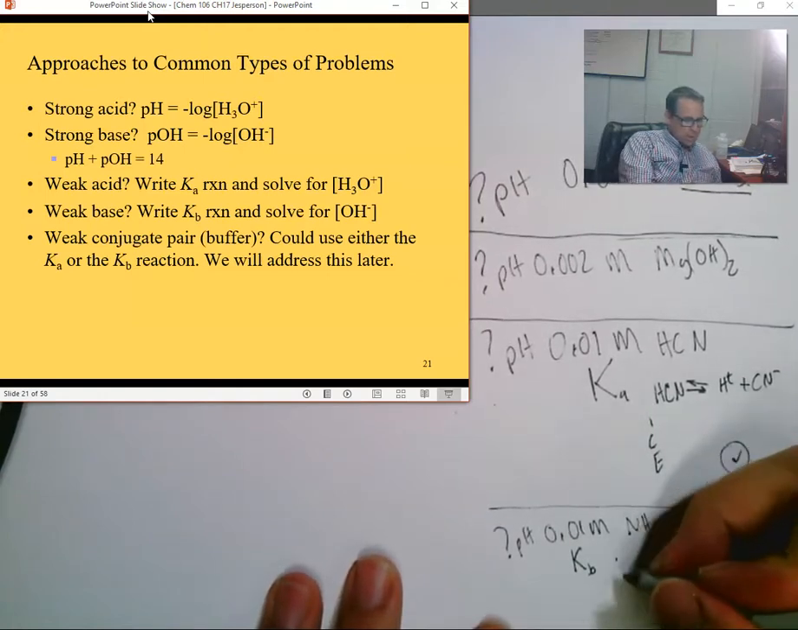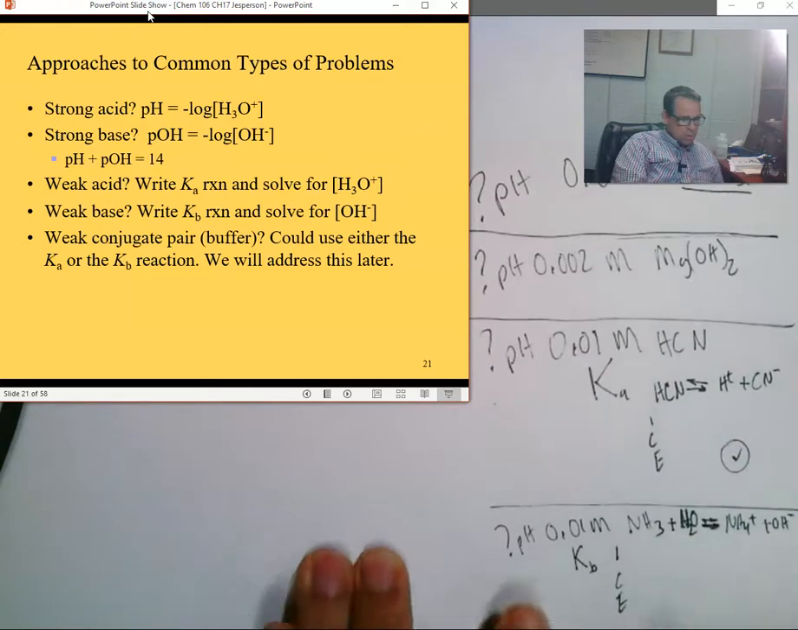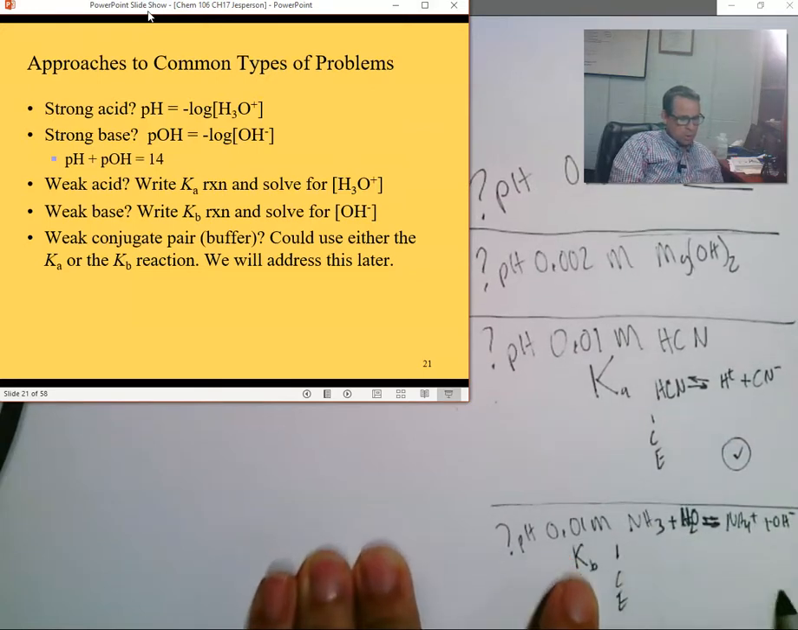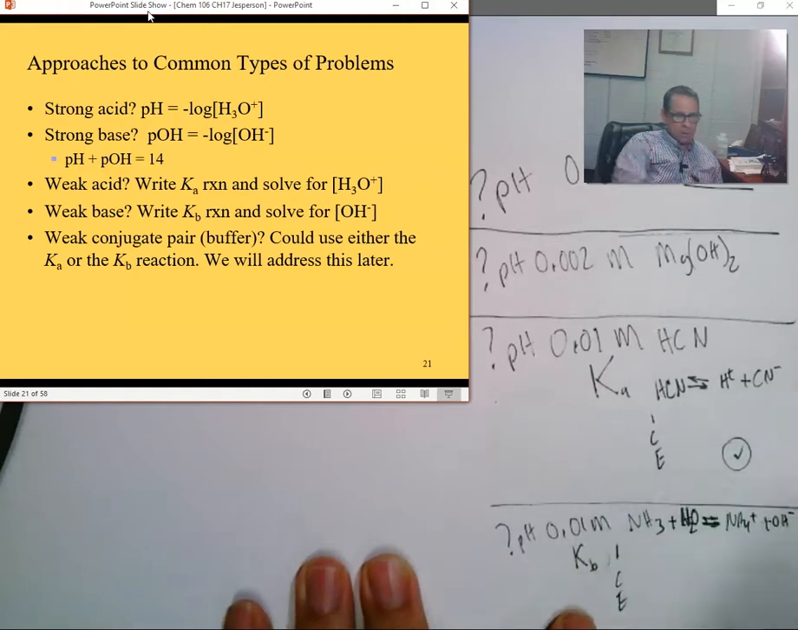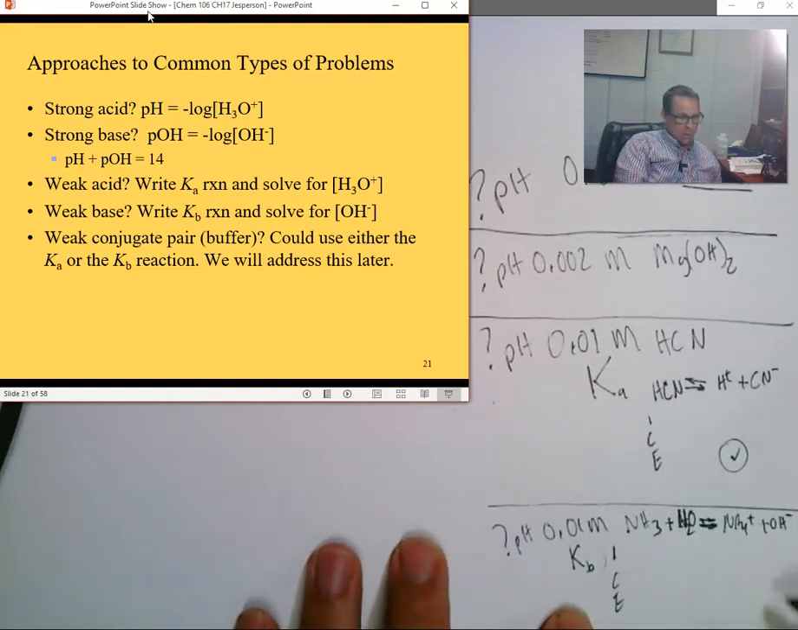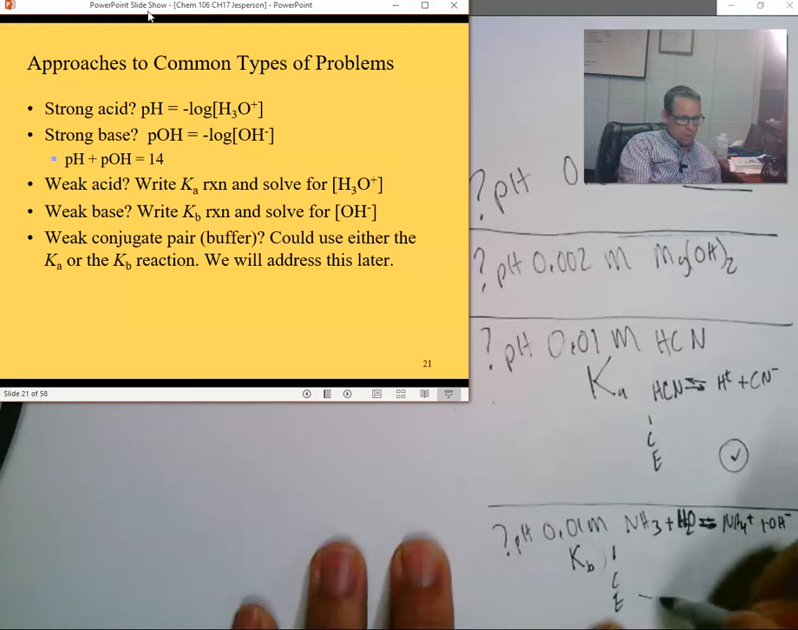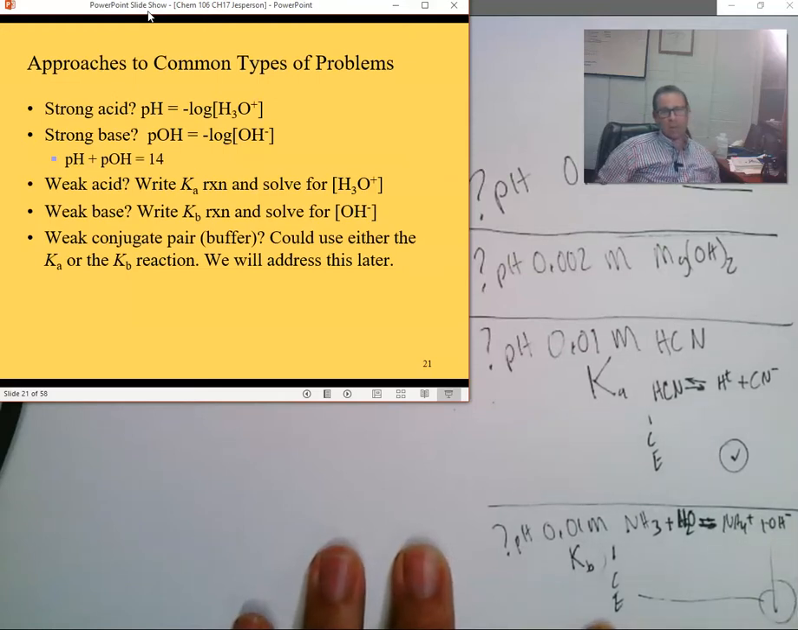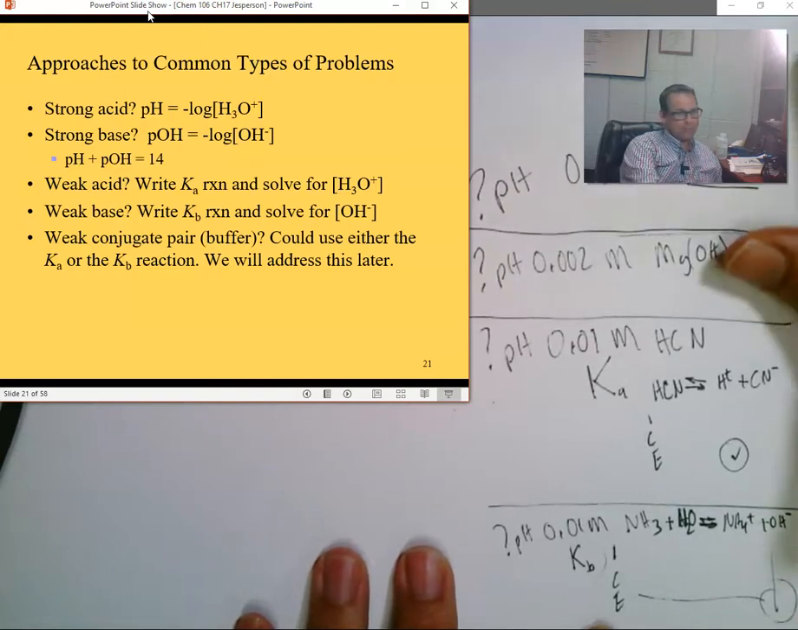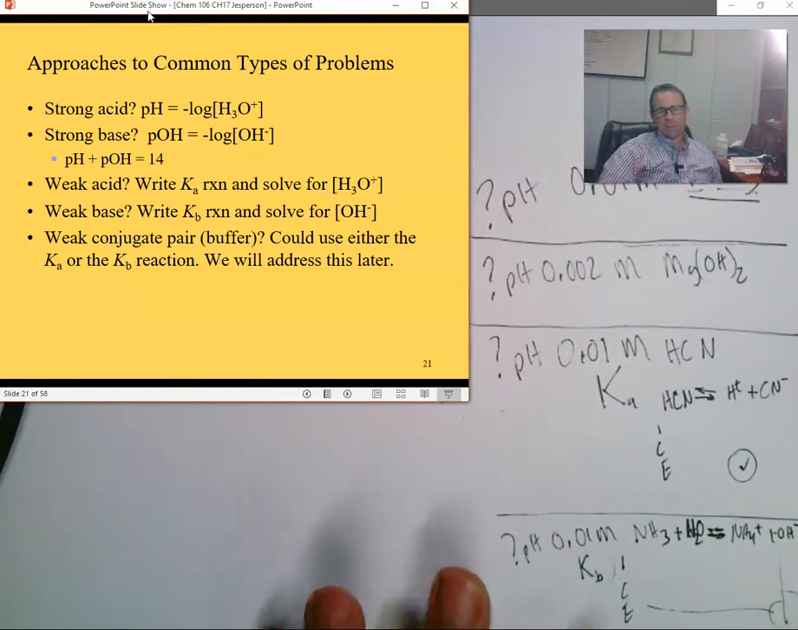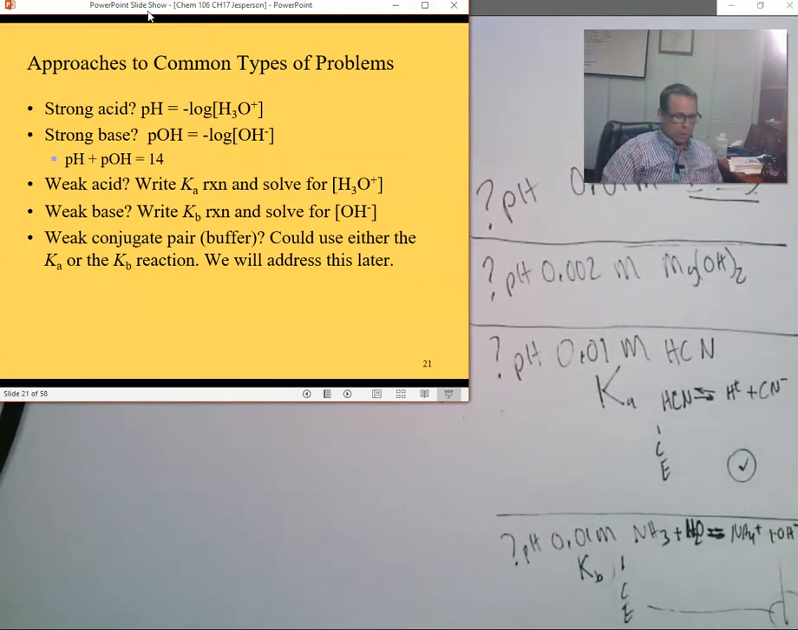We can use an ice table again. Initial concentration, 0.01 molar, change, equilibrium, set that equal to the Kb. We'll have to be given a numerical value there. And then the equilibrium concentration of the hydroxide ion, negative log of that will be the pOH. 14 minus that would be the pH. Okay? Excellent.